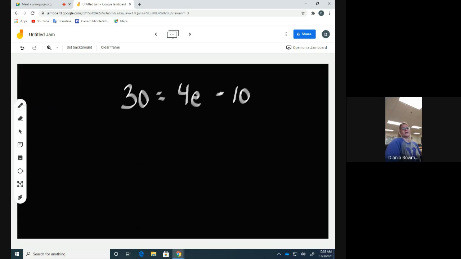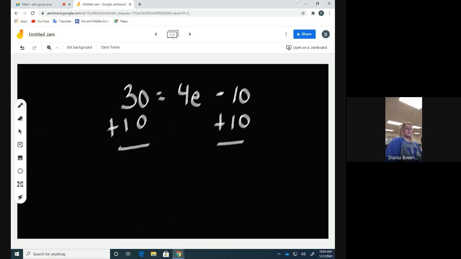I have to get the 4e by itself. You're correct. So how do I do that? I have a minus 10 with the 4e. So how do I get rid of that? Add 10. So I'm going to add 10 to this side, and I have to add 10 to this side.